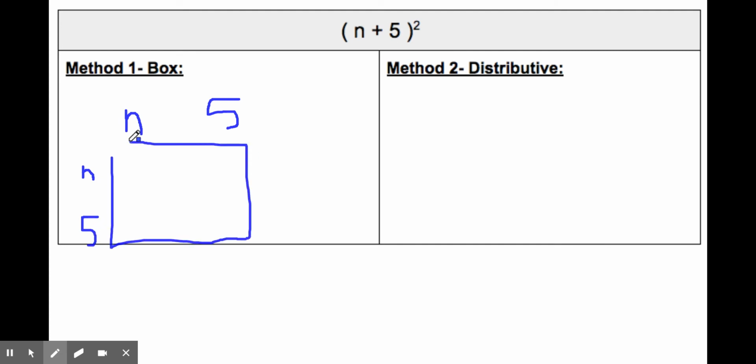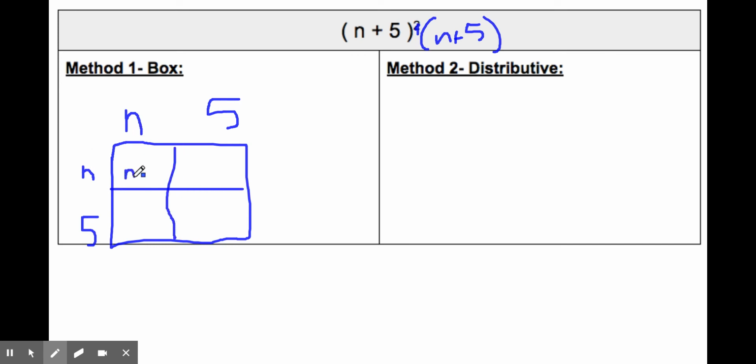Box this up. Again, n plus 5 and n plus 5. If you wanted to, you could also rewrite it just like this. Represents the same thing. You can see that this is going to be another 4 squares here.